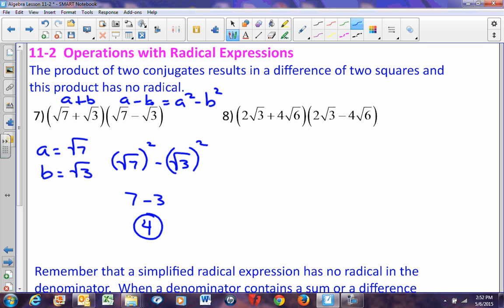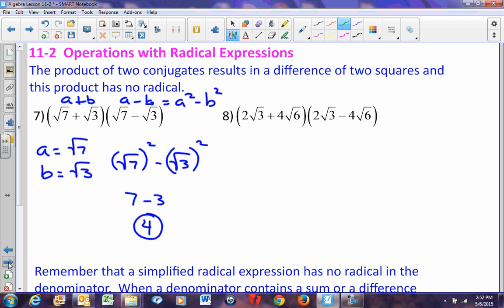I can FOIL it out. I can distribute it out, do it the long way. But you'll find that your middle terms will cancel out. So as soon as you learn how to do these using the special products, it will be much easier and much faster for you to solve these problems. Let's take a look at this one.